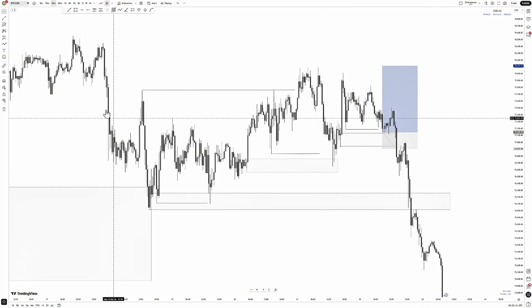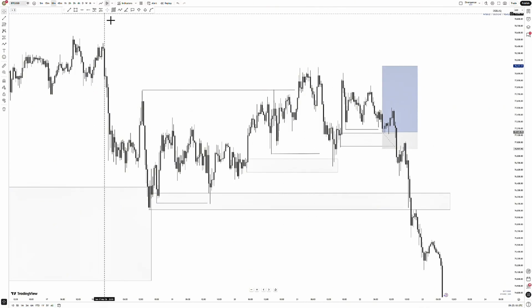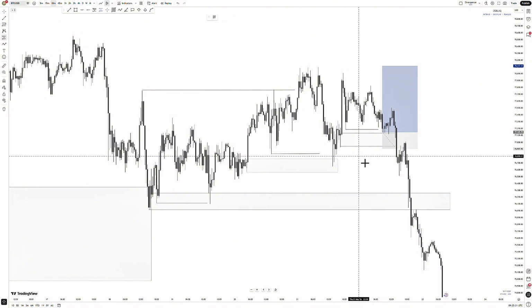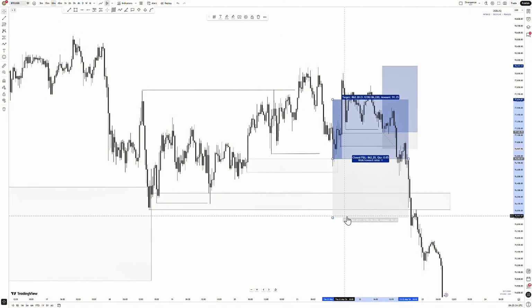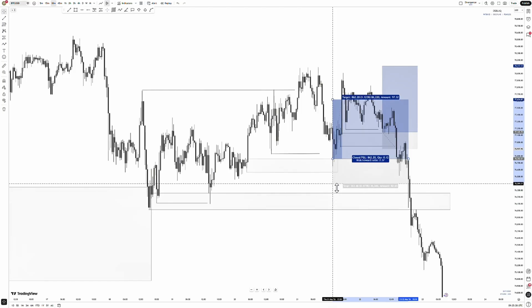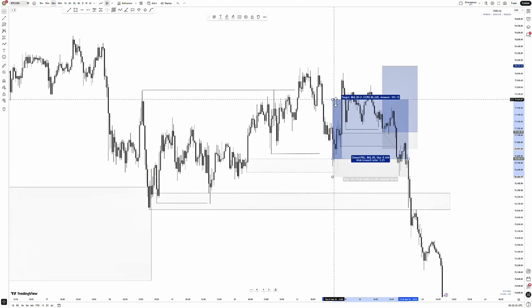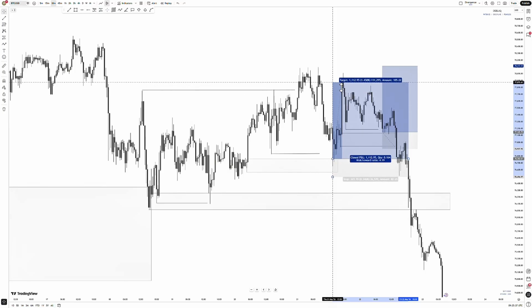But unfortunately for me, because I was targeting 1:4 on this trade, and it played out according to how I predicted it. Price just gave me my profit. That was it. So this is it.